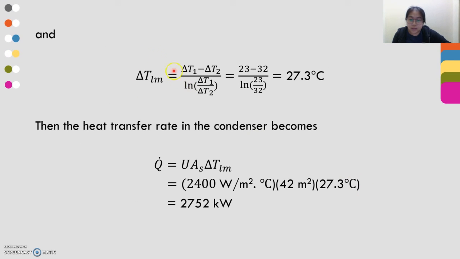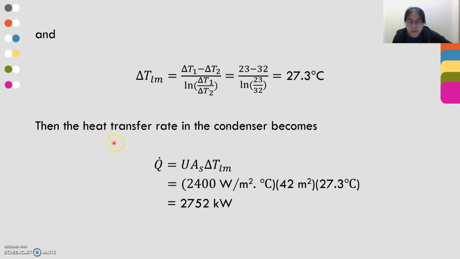Next, we'll find delta T LM, which is the logarithmic mean temperature difference. The formula is delta T1 minus delta T2 divided by ln of delta T1 divided by delta T2, using the values we considered earlier. Plugging in the values, we get 27.3 degrees Celsius.